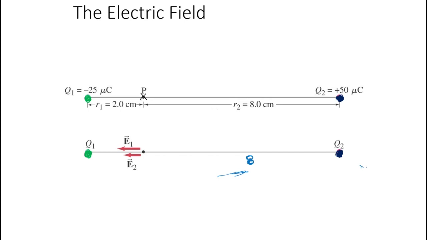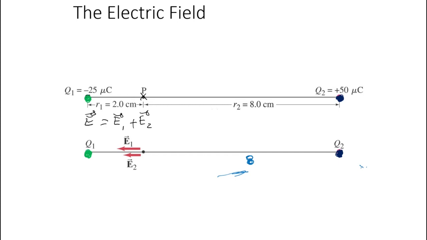At point P, we have two charges. Q2 is 50 microcoulomb and Q1 is negative 25 microcoulomb. It's the same principle. We have point P and two charges, and we will find two electric fields at this point P. The sum of these two electric fields gives us the net electric field. We call it E, which is the total electric field, E1 plus E2.